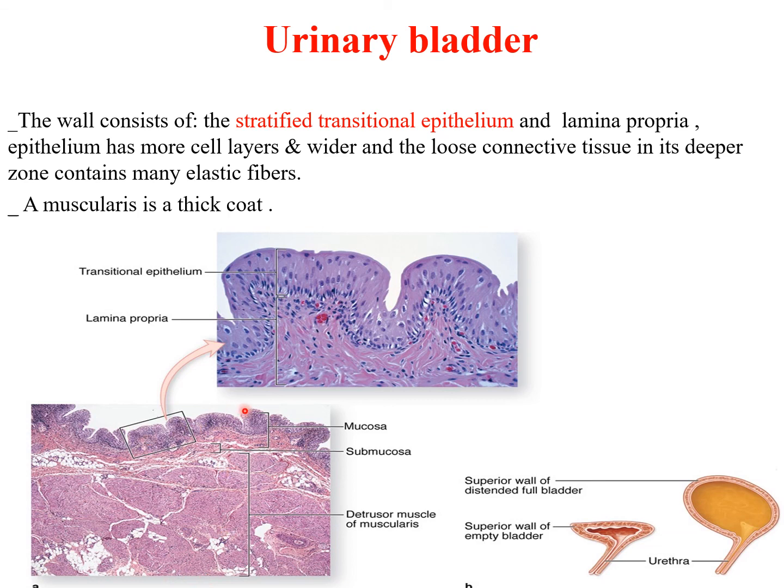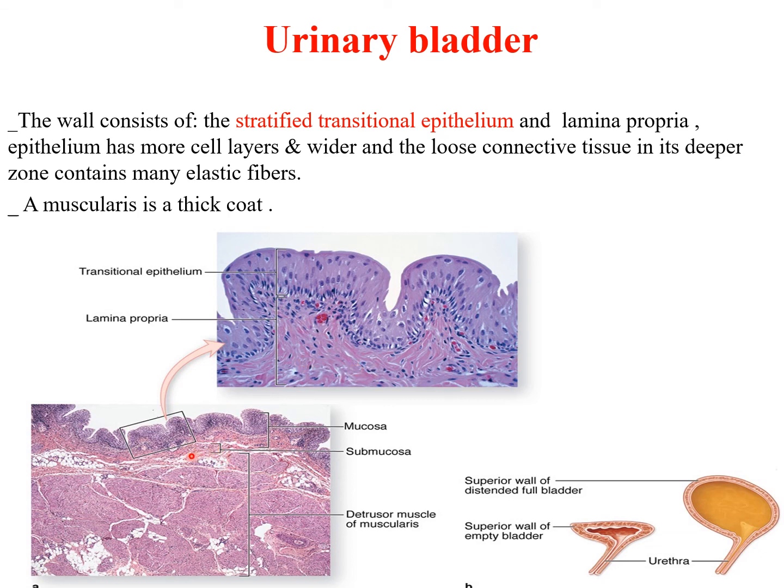The mucosa of the urinary bladder contains two parts. The first one is the epithelium, and the second one is the lamina propria. The epithelium in the urinary bladder is the stratified transitional epithelium, which rests on the lamina propria. The loose connective tissue in the lamina propria contains many elastic fibers.